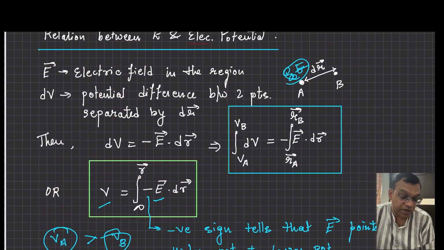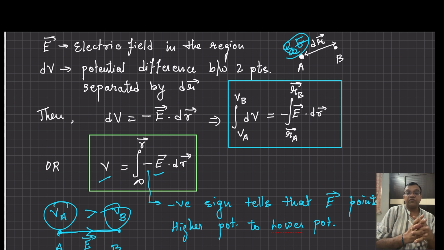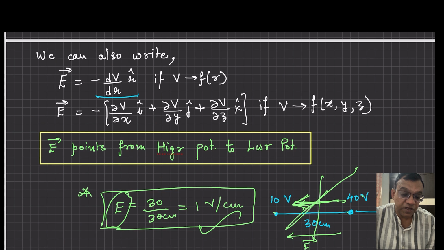So here I'd like to summarize in 1 minute. If we have the potential V in a region and E is electric field at that particular point, then potential difference between any 2 points will be related to the electric field intensity as dV equal to minus E dot dr. And by using this relation and integrating this expression, we can find out the potential at any one point or the potential difference between any 2 points also.